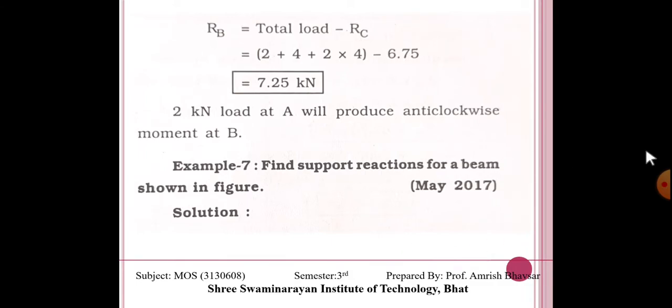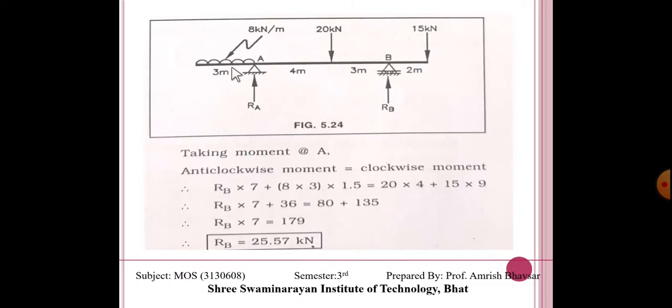Now, find the support reactions for the beam shown in the figure. It is also an overhang beam, but it is a both-side overhang beam. So, here there is a UDL on the left side overhang, a 15 kilonewton point load at the right side overhang, and a 20 kilonewton load 4 meter from support A. Here again there is no horizontal force, that is why we can directly take the vertical reaction at A, and this is a roller, so it gives only a vertical reaction.